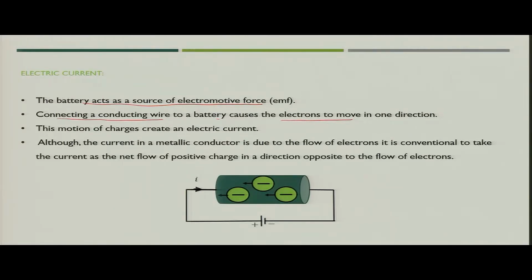Although current in a metallic conductor is due to the flow of electrons, conventionally it is taken as the net flow of positive charge. So, if you see the figure, you will see that the flow of current is opposite to the direction of the flow of electrons. That is the convention we follow when we define the electric current.